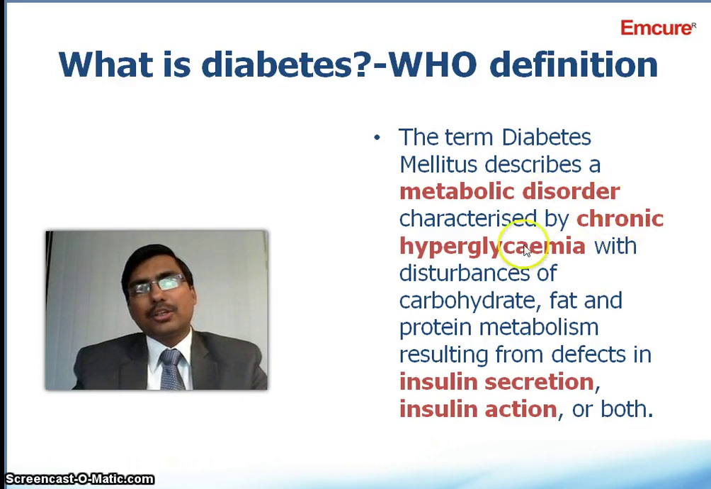Now, the next very important terminology is chronic hyperglycemia. Chronic means long standing, hyper means high, glycemia means glucose level. Now the next terminology is insulin secretion and insulin action. These we need to understand. Insulin secretion means the body's ability, or the beta cell's ability, to secrete insulin gets reduced. Or sometimes although beta cells produce insulin, this insulin cannot act on the cell in the proper way. That we will discuss at length in the next few slides.